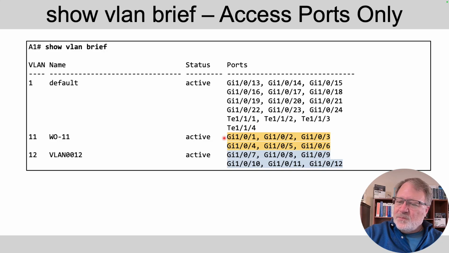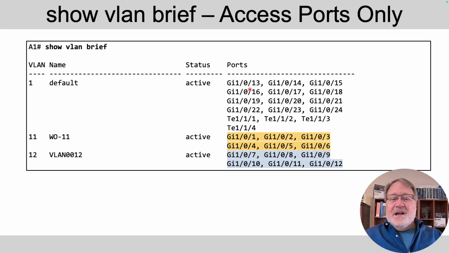Now we see 6 ports over here on the right in VLAN 11. We see 6 ports in VLAN 12, just as expected. Ports 1, 2, 3, 4, 5, and 6 there off of VLAN 11, and 7, 8, 9, 10, 11, and 12 in VLAN 12, and the remainder still up here by default in VLAN 1.